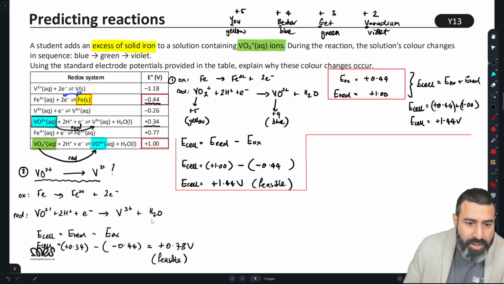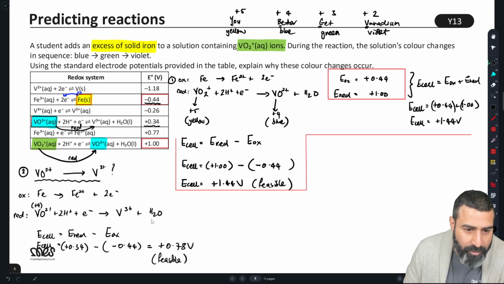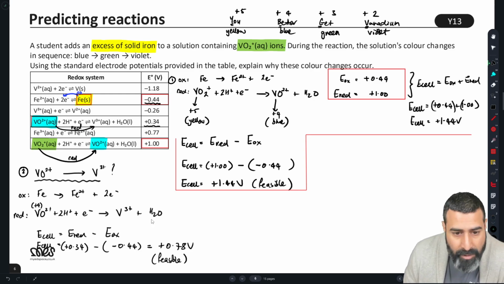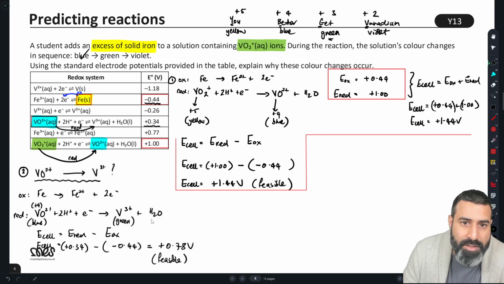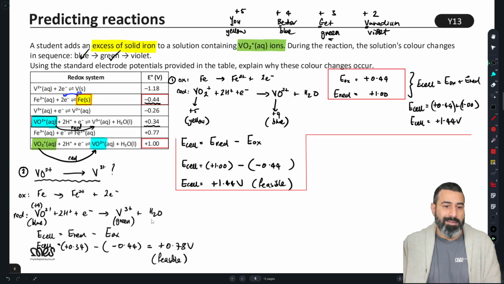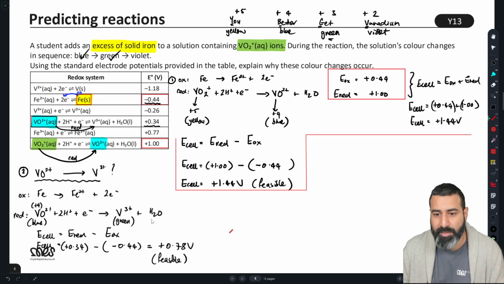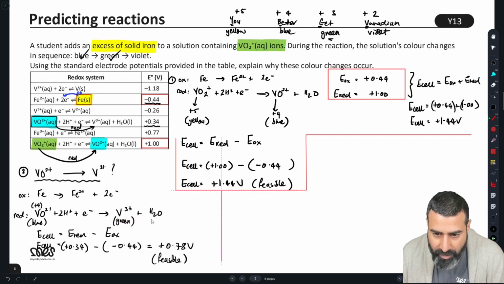And think about the color change. We're going from vanadium in the plus 4 oxidation state, which is blue, to vanadium in the plus 3 oxidation state, which is green. So we've accounted for the color change to blue and the color change to green. Does it go violet? Presumably yes, or they wouldn't be asking the question.